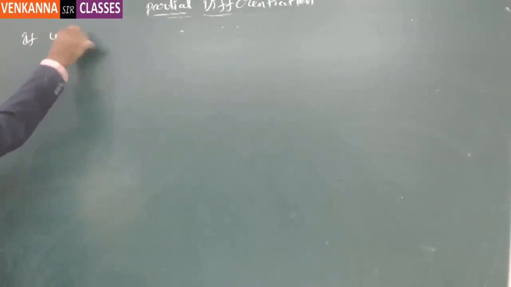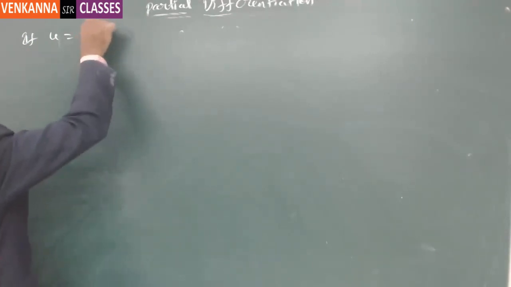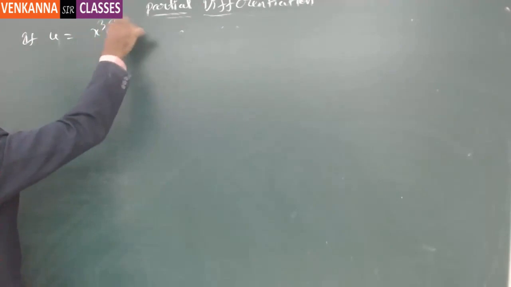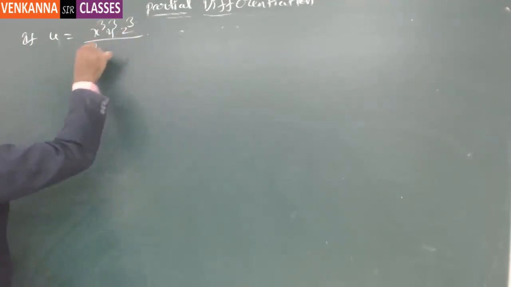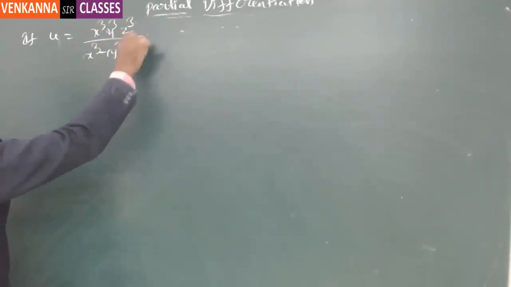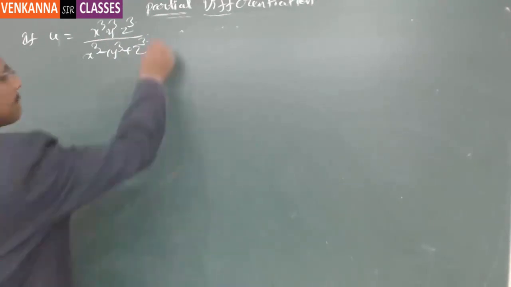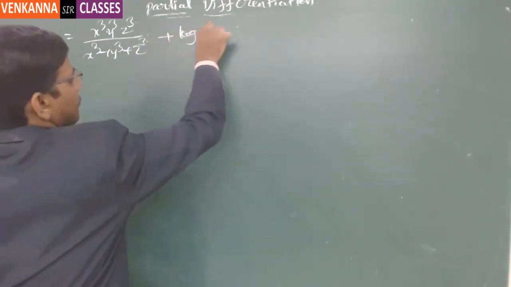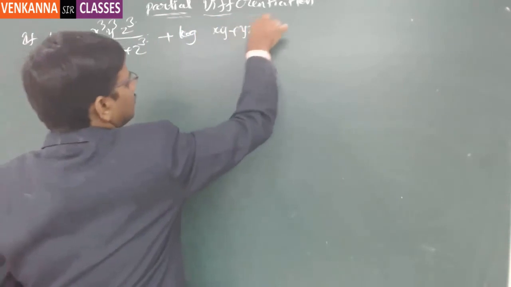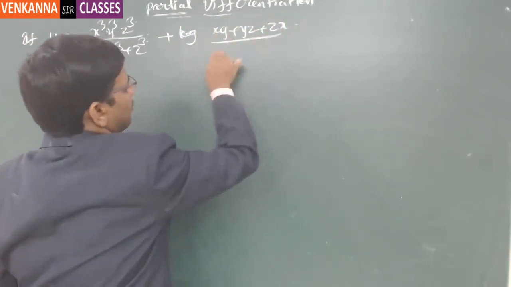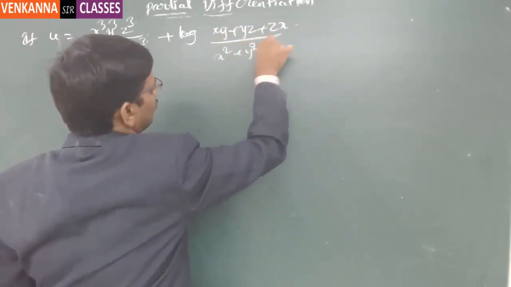If u is equal to x cube y cube z cube divided by x cube plus y cube plus z cube, plus log of xy plus yz plus zx divided by x square plus y square plus z square.